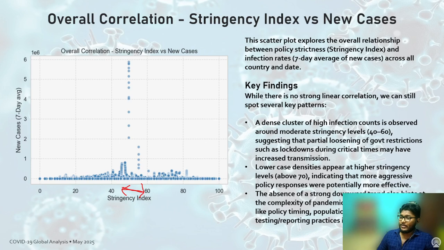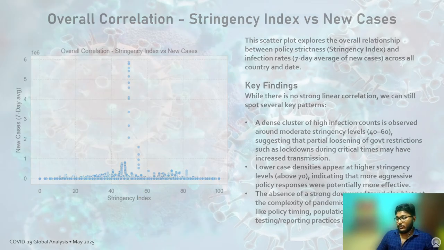Also, the absence of a strong downward trend hints at the complexity of pandemic control, that factors like policy timing, how the population behaved according to the policies, and testing and reporting practices influence outcomes.